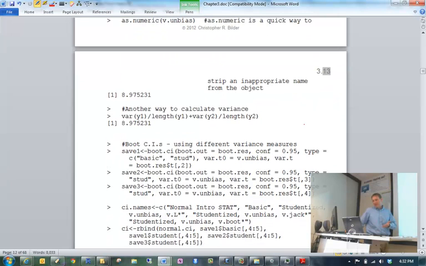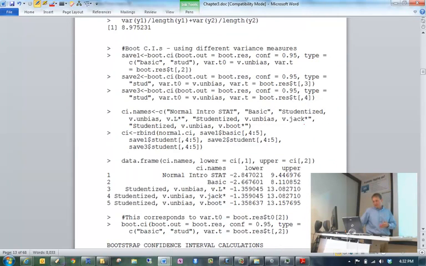Let's look at how we can do this with the bootstrap. Again, just boot.ci. There's nothing really different that you need to do here, because since you included the strata argument in boot itself, boot.ci sees that and knows how to do the calculation. And so I'm going to do the basic and the studentized.